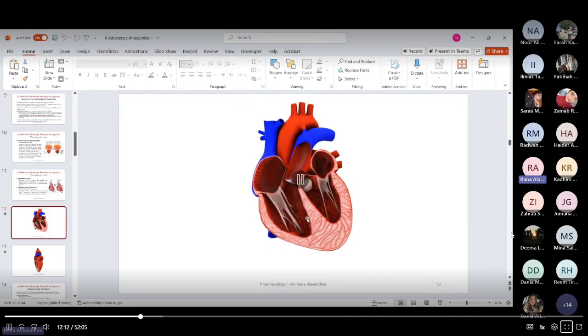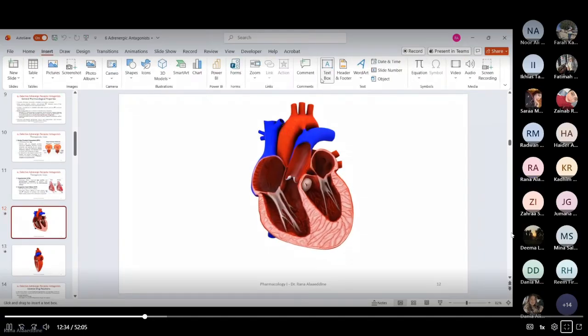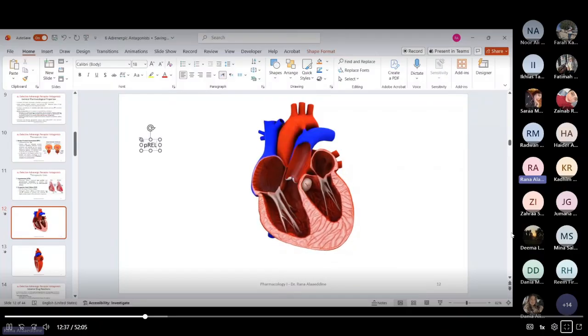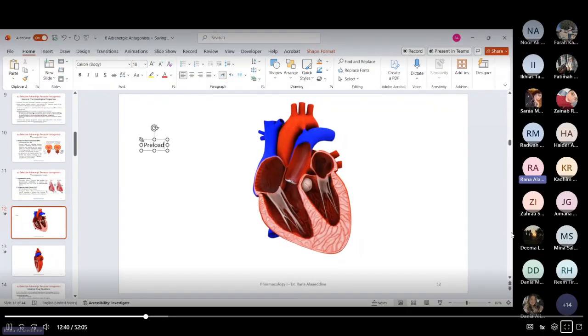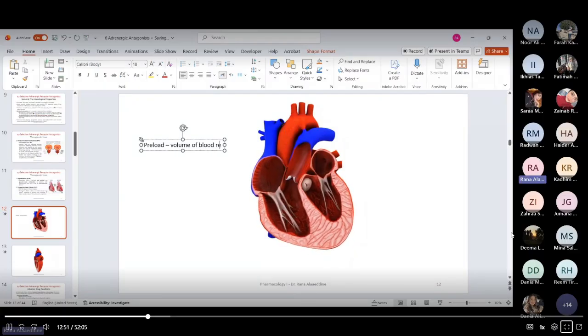Okay, so rule number one, I want to decrease the amount of blood coming in, because when I decrease the amount of blood coming in, what am I doing? I'm relaxing the heart so the heart doesn't have to pump more. Okay, and this is what we call the preload. All right, guys, let me write this down. So this is what we call the preload. The preload is the amount or the volume of blood reaching the heart.